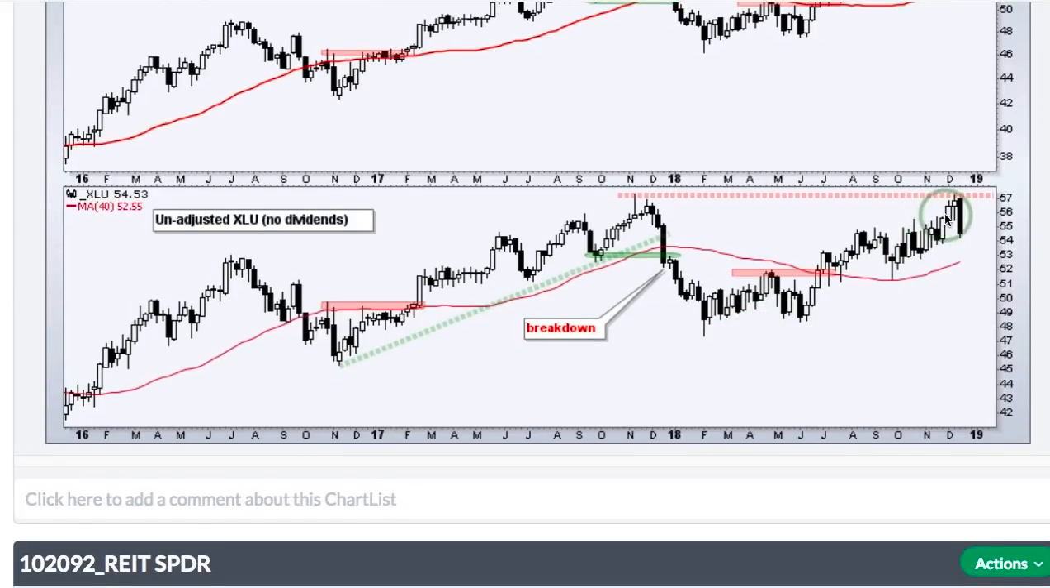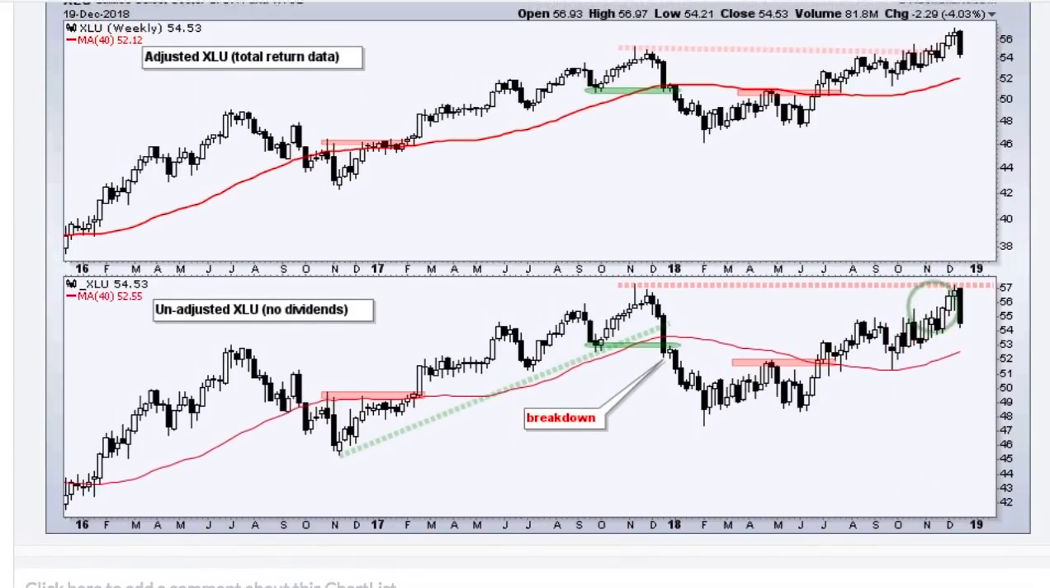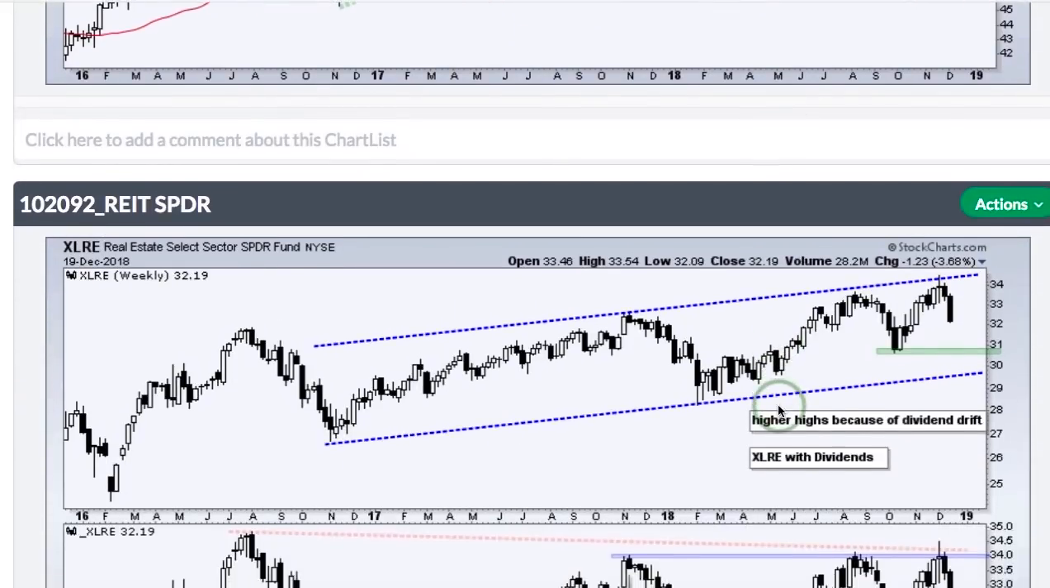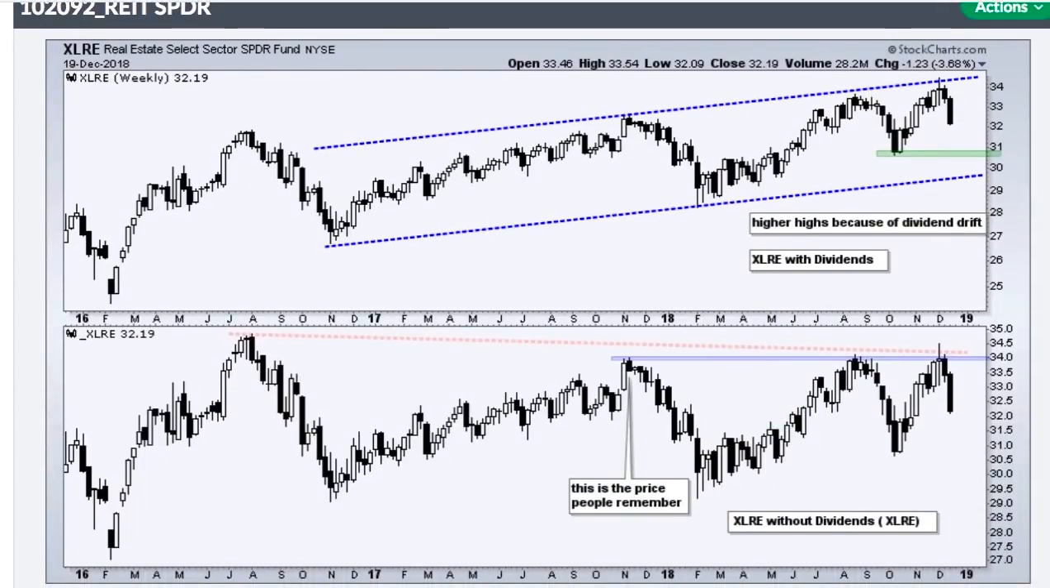But even though utilities got hit hard this past week, so they are not immune. You can see down 4%. So there isn't a lot of places to hide. Here are REITs with another illustration of the dividends. You see, you get higher highs with this dividend drift in the index because you're in the ETF and you're adding dividends as you go along. And so that creates an upward bias.